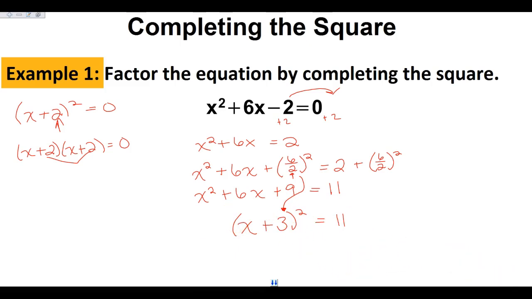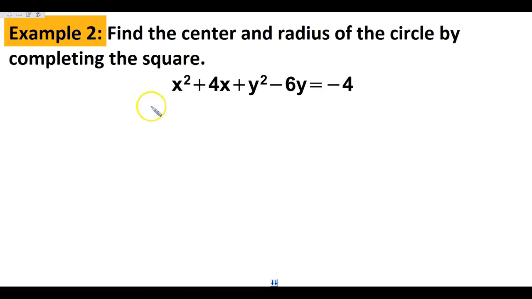All right, so let's take a look at another example. Now we're dealing with an x squared and a y squared, so this is an equation of a circle, and we want to find the center and the radius. Remember that to find the center and the radius, we need to remember what the equation of a circle is. It's x minus h quantity squared plus y minus k quantity squared equals the radius squared. So I want to turn this equation into this format.